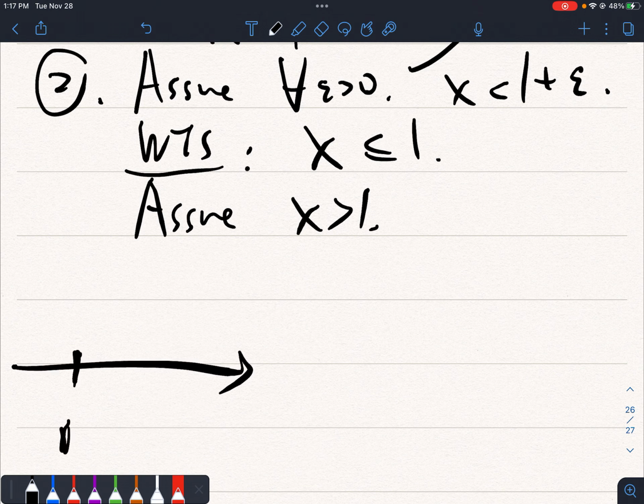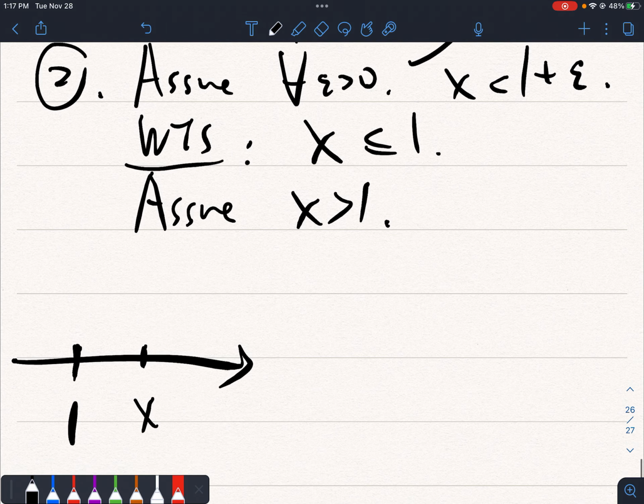Okay, so let's assume that, x should be less than or equal to 1. So if it is big, then it's bad. Okay, it should cause some problem. So if x is bigger than 1, then we know that x must be less than 1 plus some small number. Then all we need is to choose some epsilon that is small, and such that 1 plus epsilon is within 1 and x.